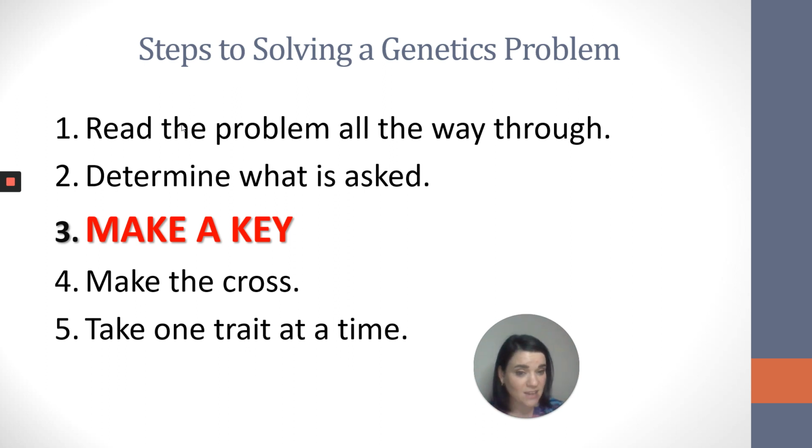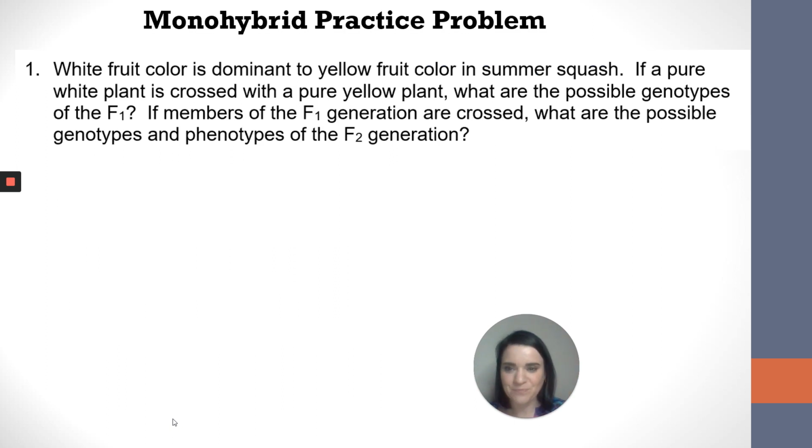Number three, make a key. I will give you examples of what I mean by this. Number four, make the cross. So this is talking about the Punnett square. In those monohybrid crosses, it's just going to be that 4 square Punnett square. Number five, take one trait at a time. This has more to do when we get to dihybrid crosses, because monohybrid crosses are always one trait. So you don't have to worry about number five too much yet.